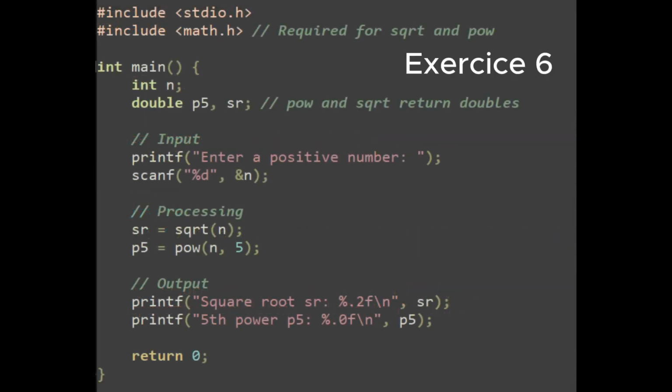Exercise 6. Power and square root. Objective: calculate the square root and fifth power of a positive number. 1. Problem analysis. Inputs: positive number n. Processing: square root, SR, equals the square root of n. Power, P5, equals n to the power of 5. Outputs: display SR and P5. Explanation: this exercise introduces the math library. The square root function computes the square root of n. The power function, n to the power of 5, computes the base n raised to the power of 5.